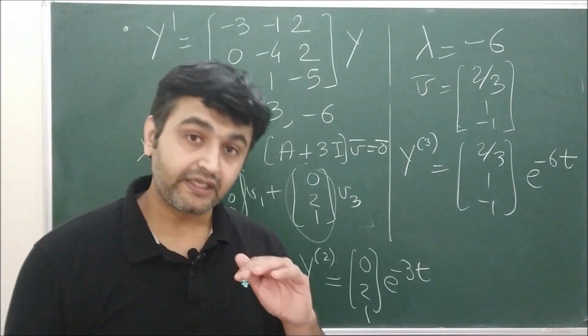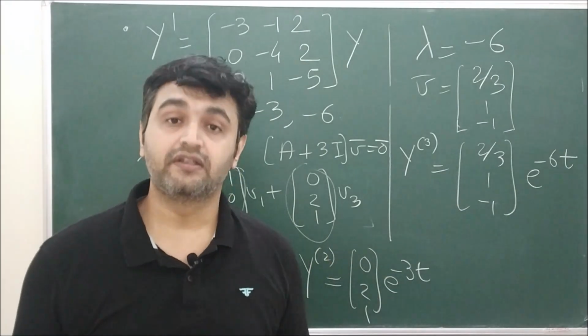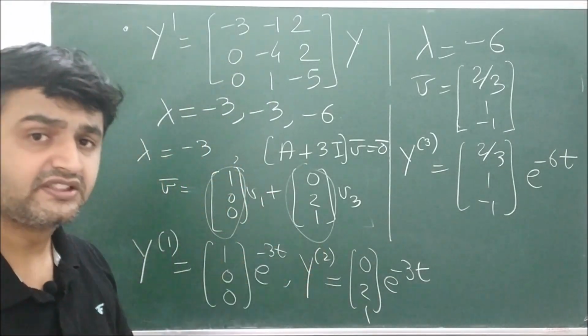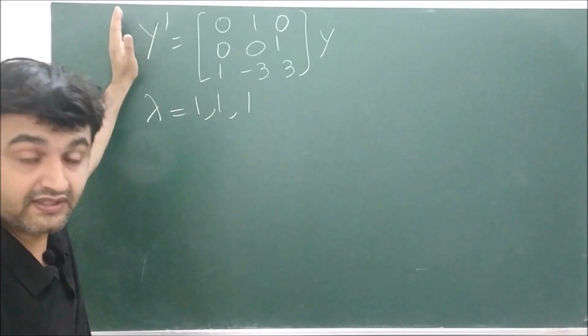But now suppose the eigenvalues are repeating, and again the same thing. What if you don't get enough eigenvectors? Okay, then again the generalized eigenvectors come into the picture. So let me take that example now. Okay, now take this as your example.